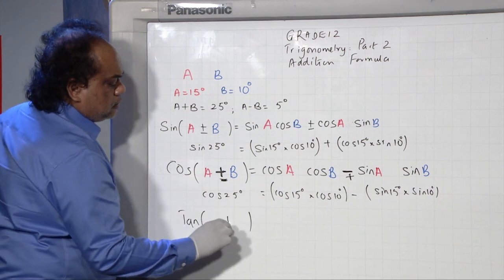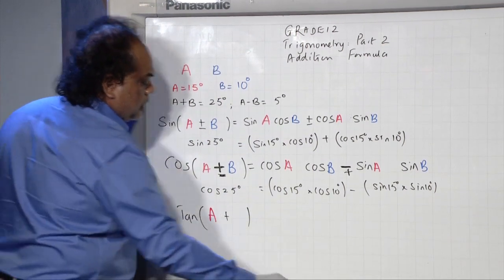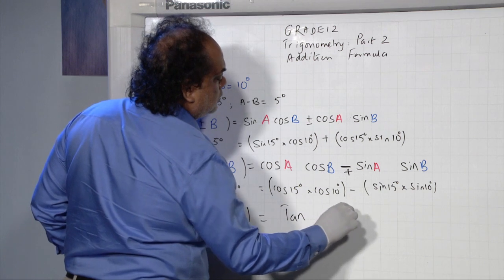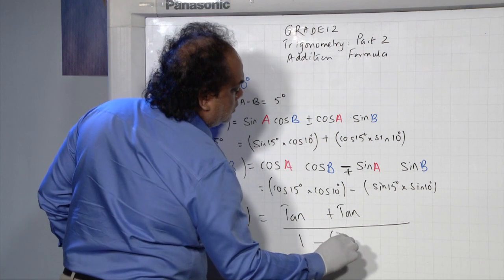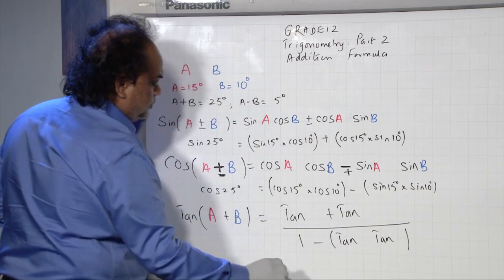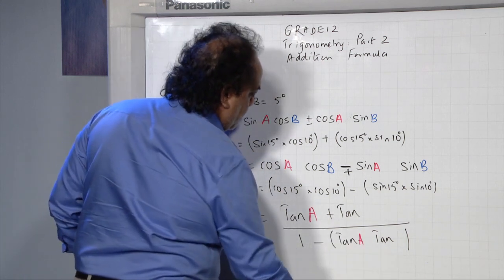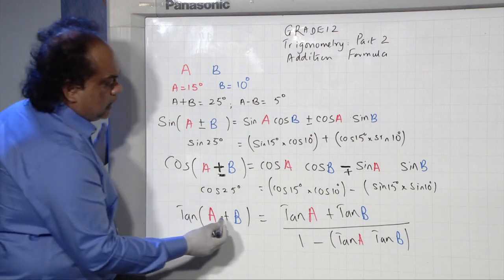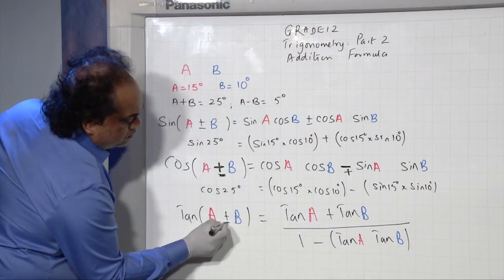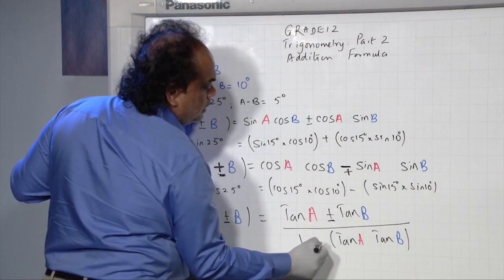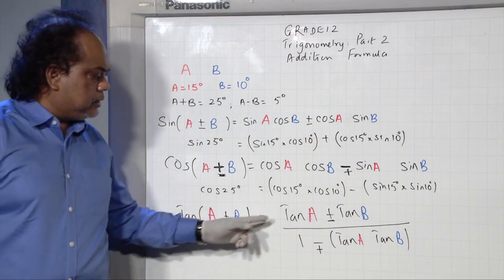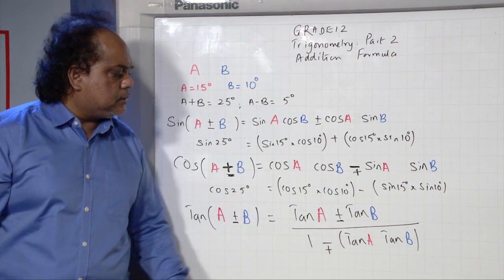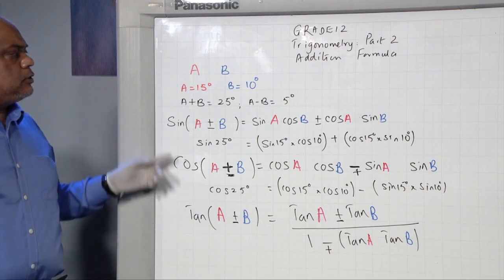Similarly, tan of A plus B is equal to tan A plus tan B over 1 minus tan A times tan B. So, if instead of plus I had minus, tan of A minus B, it would become minus here, and here it would become plus. So tan of A plus B is tan A plus tan B over 1 minus tan A tan B. Tan of A minus B is tan A minus tan B over 1 plus tan A tan B. So you have 6 addition formulas.